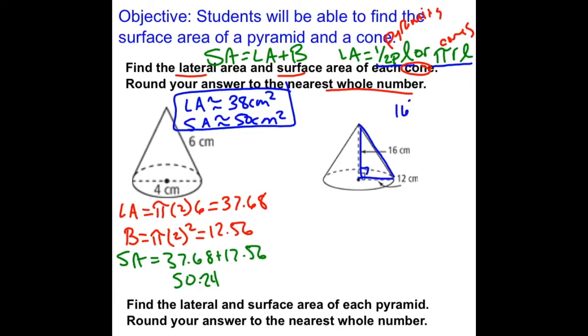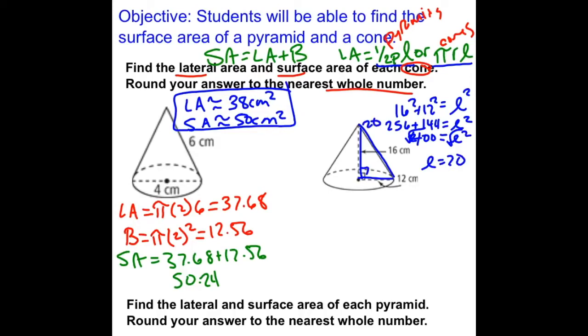I would go 16 squared plus 12 squared equals that slant height squared, I call it L. I get 256, that's 16 squared, 144 is 12 squared. Add them together, we get 400 is our slant height squared. Take our square roots, and our slant height is 20. And now that you have that 20, you should be able to finish that one up.